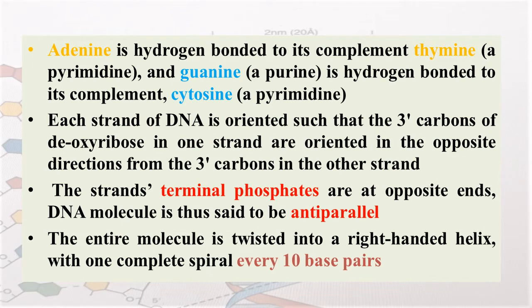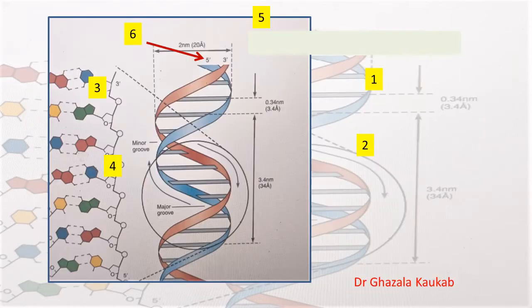The entire molecule is twisted into a right-handed helix with one complete spiral for every 10 base pairs. This is the double helix model of DNA, and these are important points of the double helix structure of DNA.